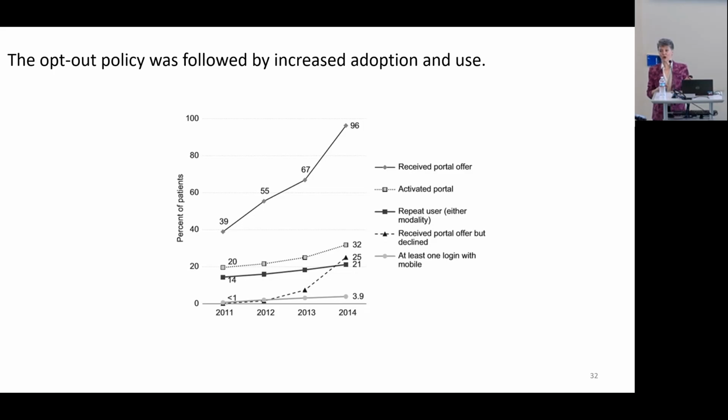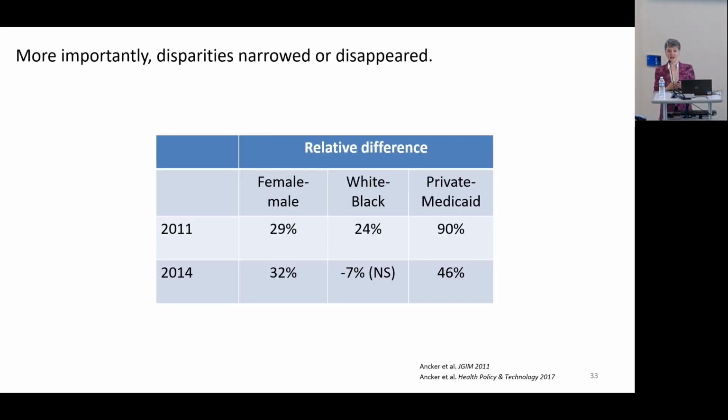But what is way more exciting is the effect on disparities. And what we see is that some of those socio-demographic disparities went away entirely and other ones got narrower. So as comparison, I'll show you the female-male comparison. This one I would not consider a disparity. I think this is a situation where we know that women use more healthcare than men do, particularly primary care. So this is what we would expect, that in 2011, women were 29% more likely to use the portal than men were. And in 2014, it's pretty much the same, it's 32%. So there wasn't a lot of change there.